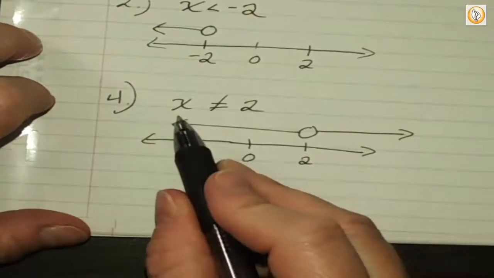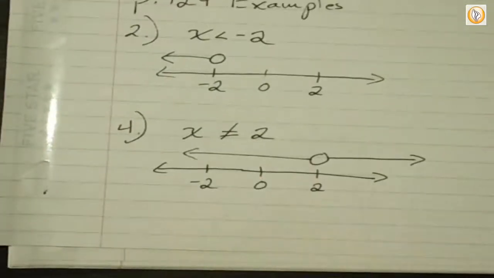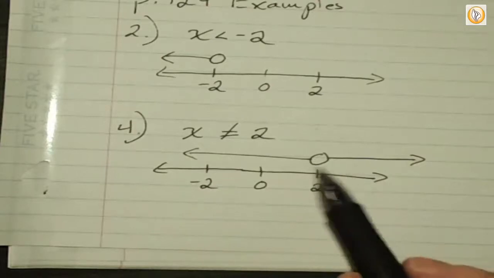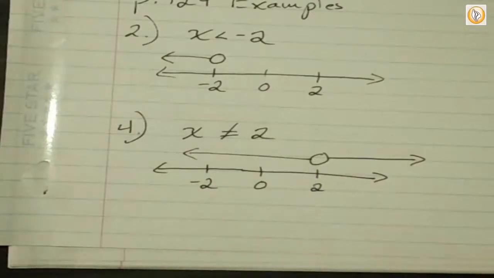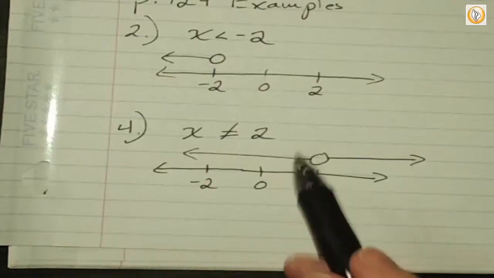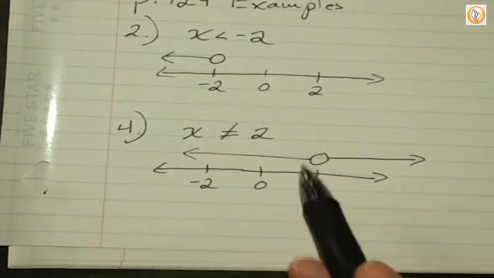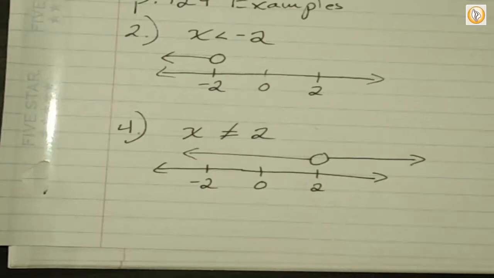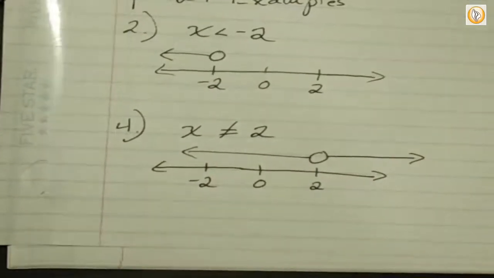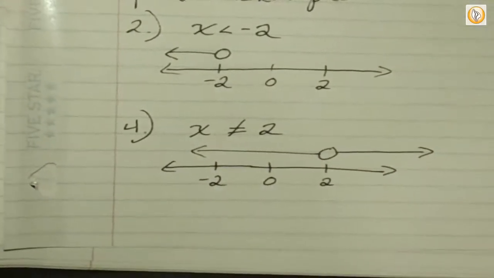It's all of them. Bingo! It's both ways, because it's saying x can be any number, positive, negative, any number but 2. So that's why it's hollow right there, because we're not including the number 2. Does that make sense?